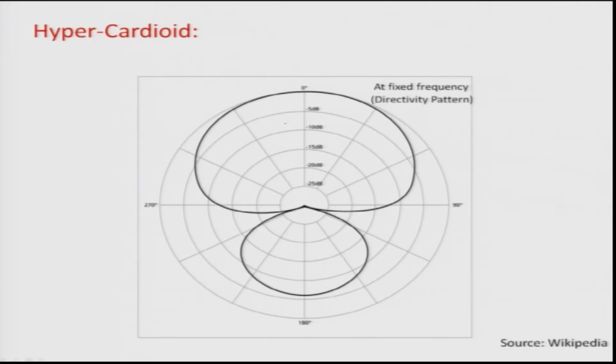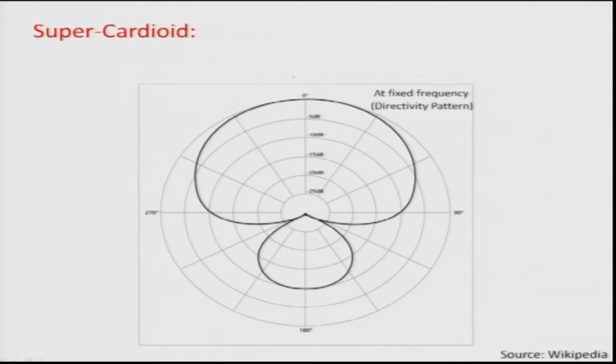So, it has 2 lobes. This is one lobe, this is another lobe, and it is not sensitive with respect to these directions, and it has some sensitivity at 180, but it is maximum sensitive at 0 degree. So, hypercardioid. This is supercardioid. So, they have all sorts of names. The point is you should be aware of these terms, and basically you should know what kind of directivity pattern you want from your microphone.